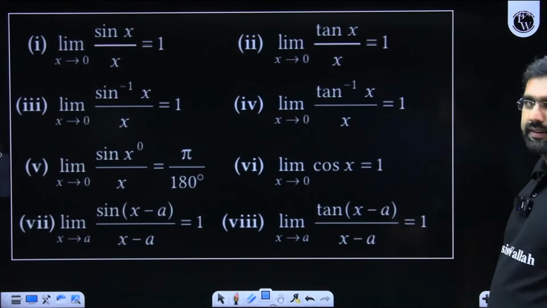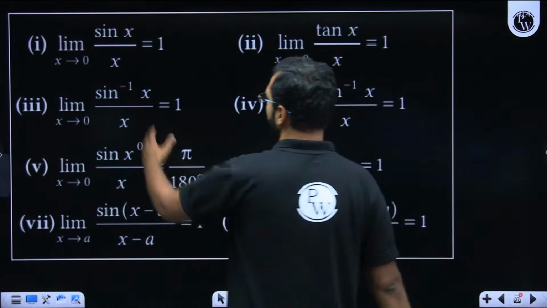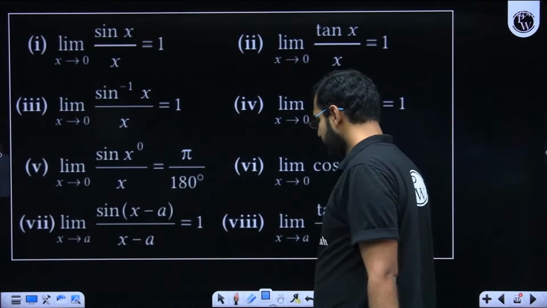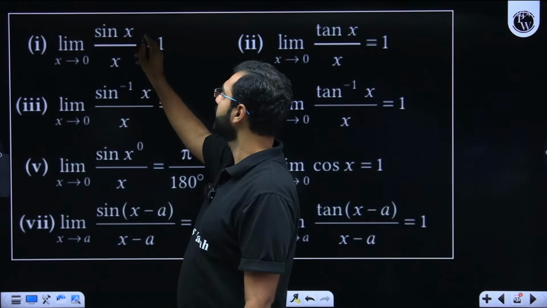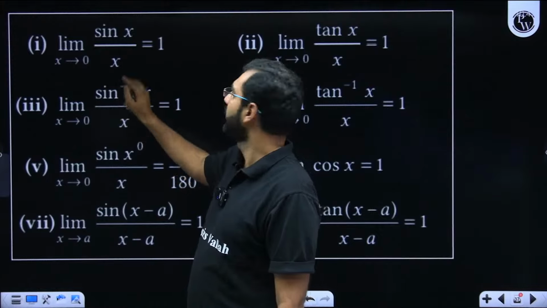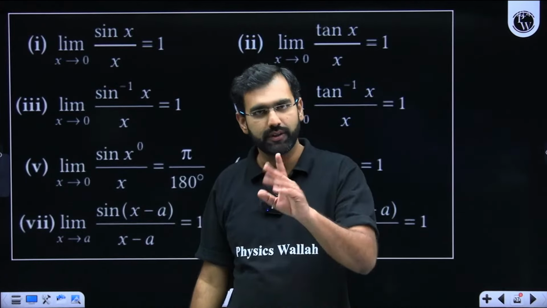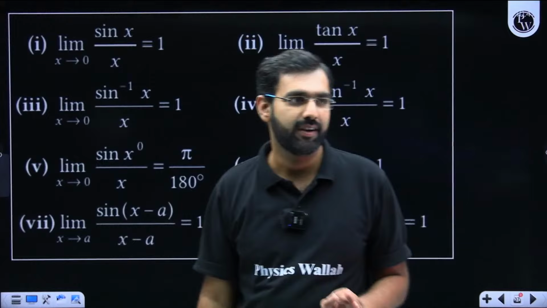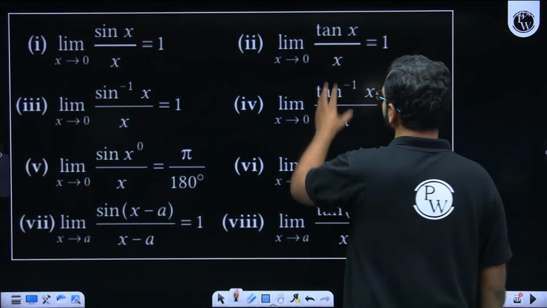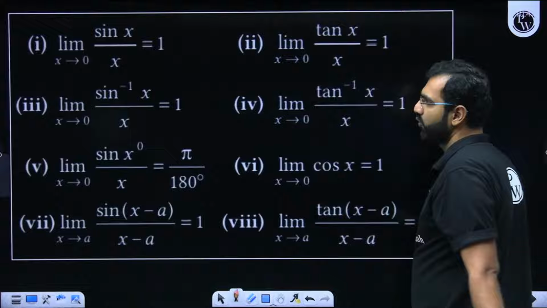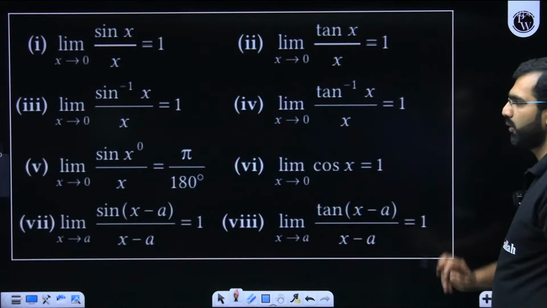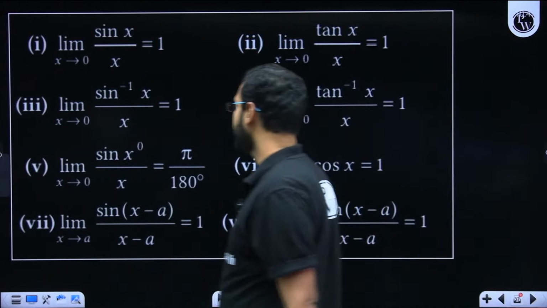From here, these are again some standard limits. Sin x upon x when x approaches 0 is 1. So instead of x, let's say here it is sine of something upon that same thing. And if that thing approaches 0, then also it is 1. Are you listening and understanding, all the participants? Similarly, tan x upon x when x approaches 0 is 1, sin inverse x upon x, tan inverse x upon x. But there is a catch. There is again a catch.